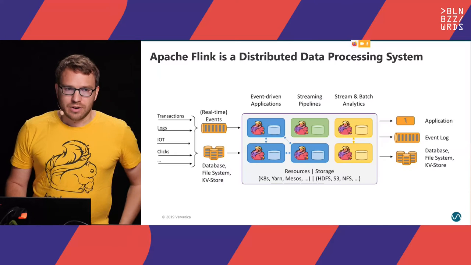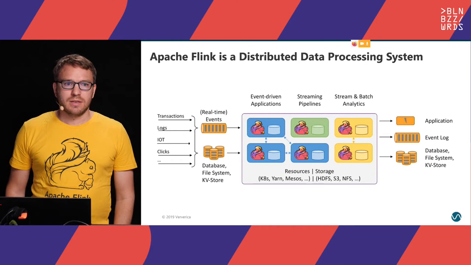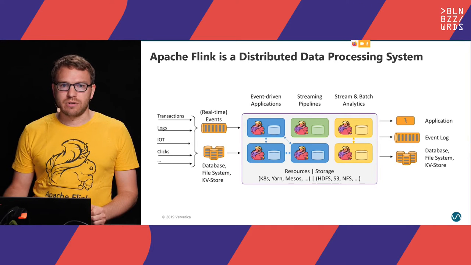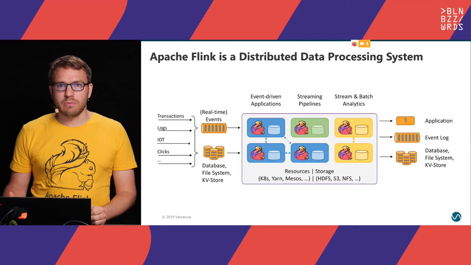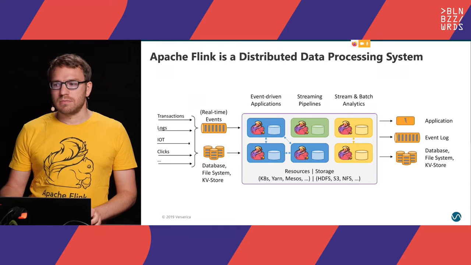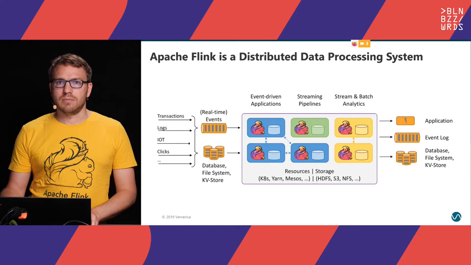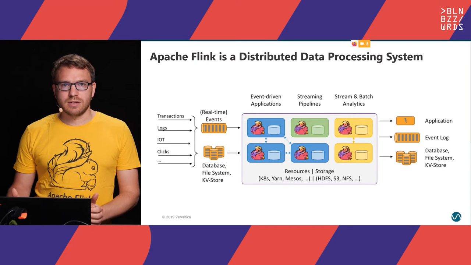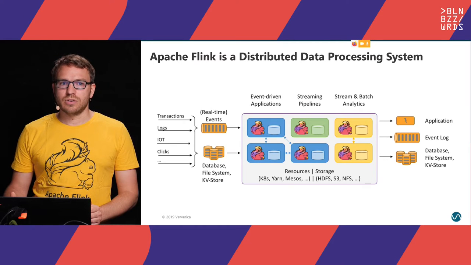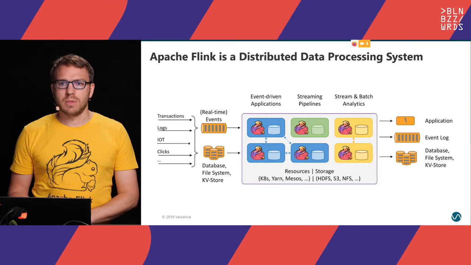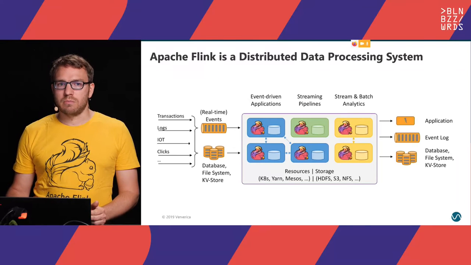All right, so Apache Flink is a distributed data processing system. It's a system for processing large amounts of data in a parallel fashion. You can process all kinds of data with Apache Flink. It's good for processing real-time events, so streams of data, for instance, coming from log systems like Apache Kafka or sensor data streams. But you can also process static data, like files, reading from a distributed file system or reading data from a database.